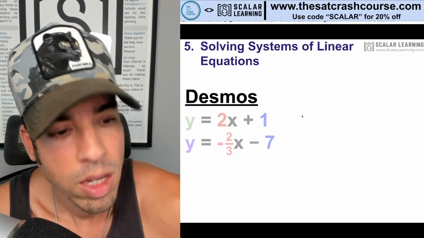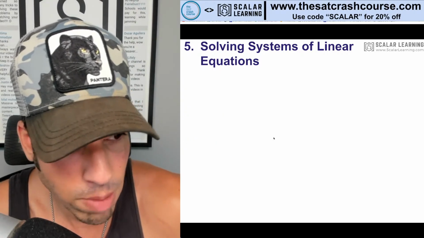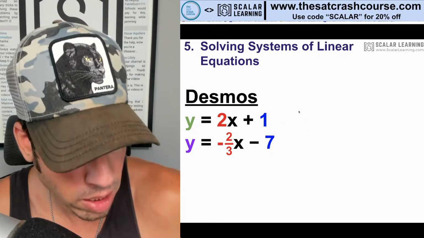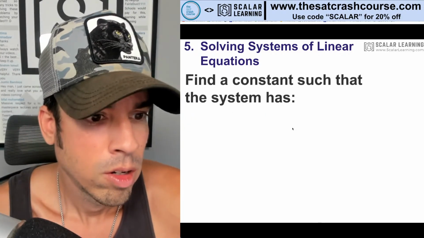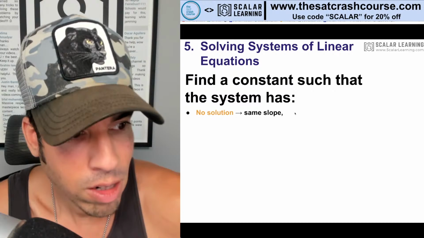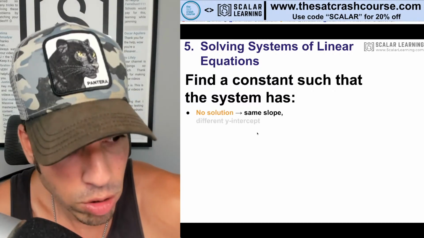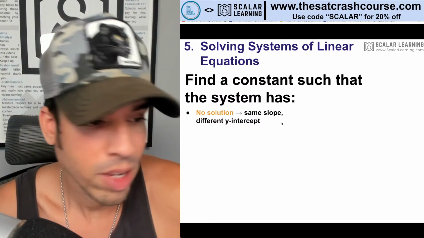Here we go. And then, of course, we can solve it in Desmos. As I mentioned before, you would just type these equations into Desmos. You'll get the graphs. You'll see where they intersect. That's it. Okay, now we might come up with a question where they say, find a constant such that the system has no solution, one solution, or infinite solutions.